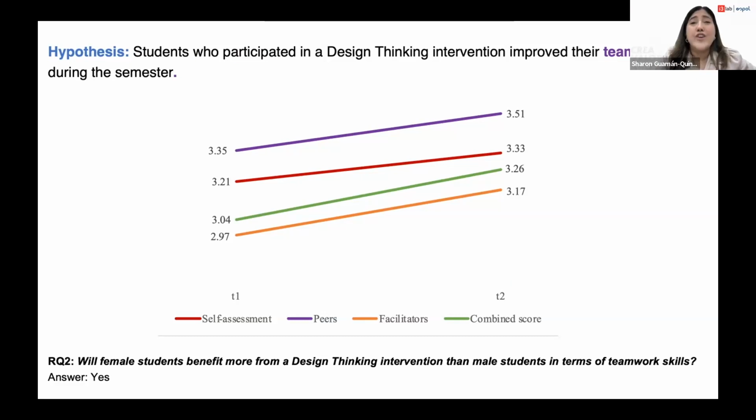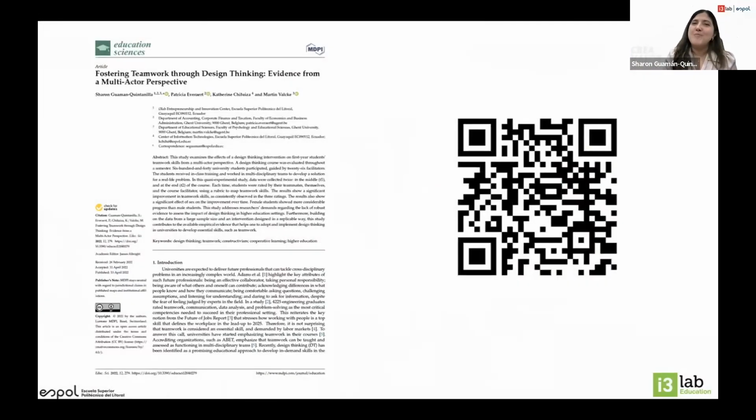Another research question that we put forward in this paper was, based on literature, where female students apparently outperform male students when it comes to cooperative learning environments, will female students benefit more from a design thinking intervention than male students in terms of teamwork skills? The short answer is yes, they did. And if you want to know more about these results and the analysis behind, again, you can also access the paper that was published about this.